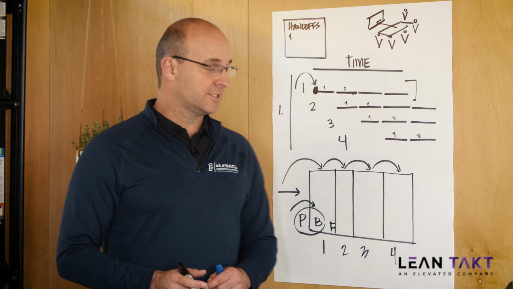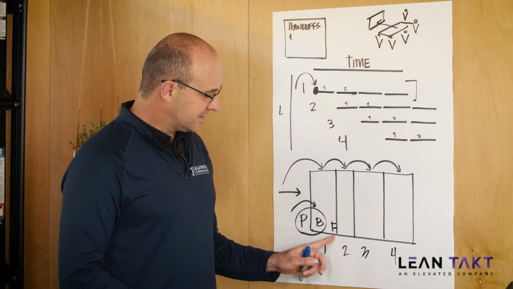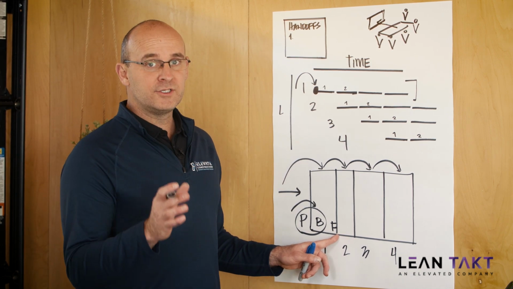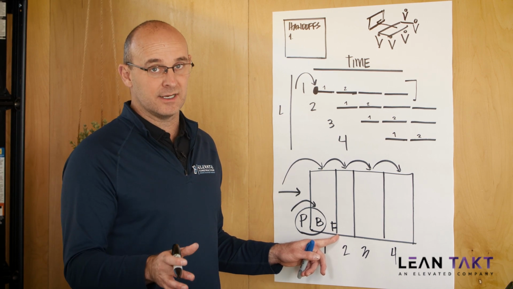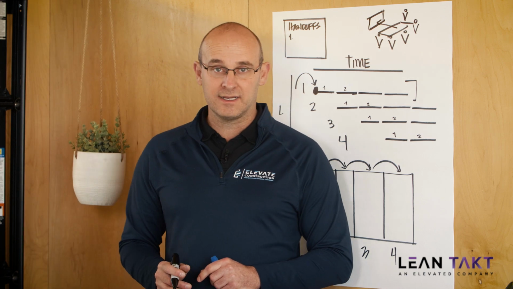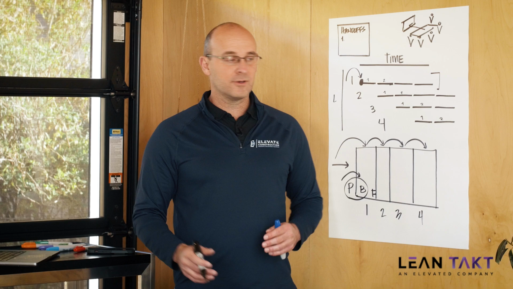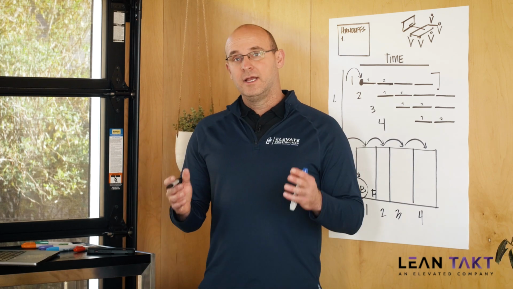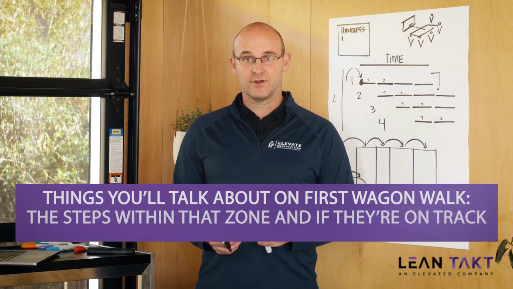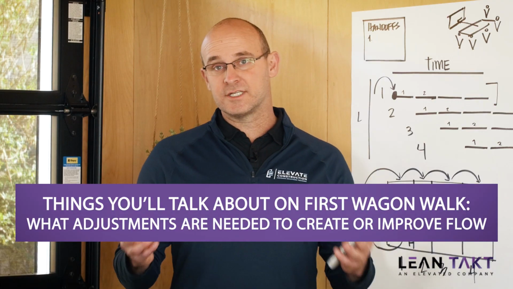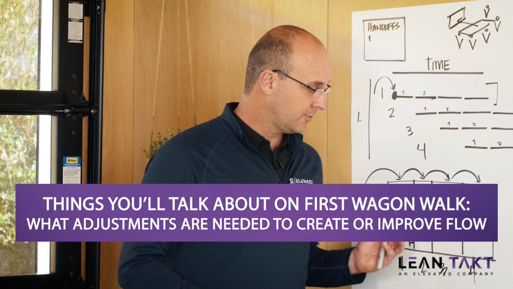You want to establish expectations for safety, for quality, for cleanliness, and fix their eye on how much area or what work needs to be completed by the end of their TAKT time, and make sure that they're on track and that they have enough time and that they're going to make it. The things that you'll talk about or that you will ask about are the typical steps that fit within that zone in that wagon, and if they're on track, what changes or adjustments need to happen in order to create flow or to improve our flow throughout the zones.